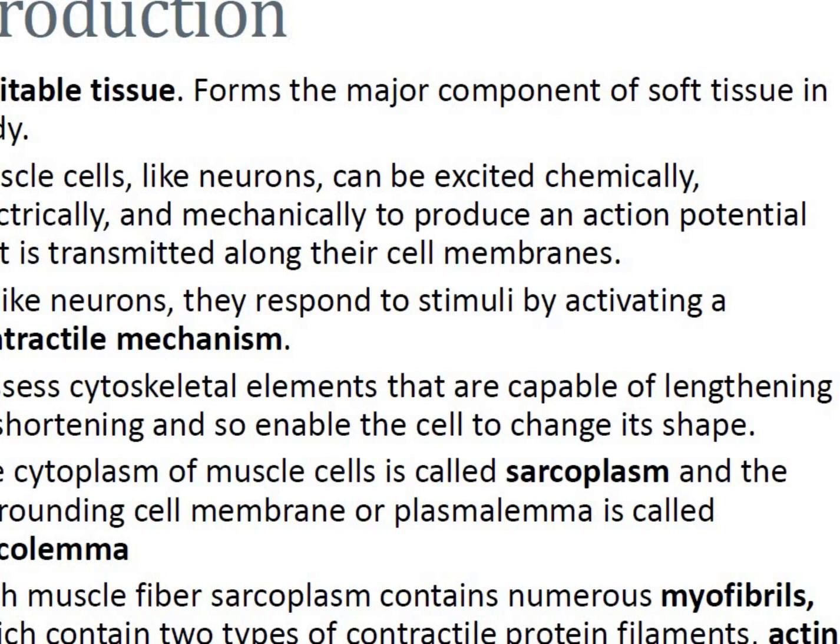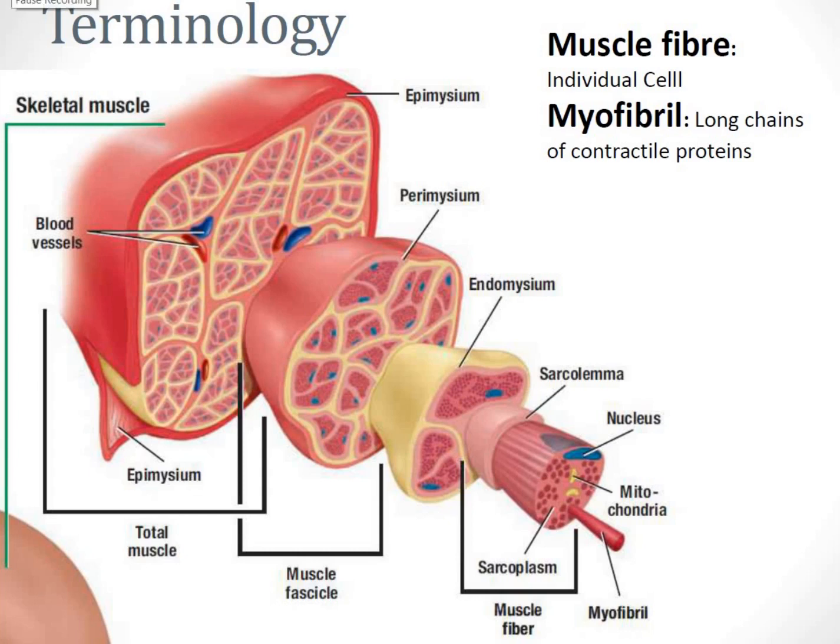Okay? The cytoplasm in the muscle is called the sarcoplasm, and the plasma membrane of the muscle is called the sarcolemma. Each muscle consists of numerous myofibrils and two contractile proteins, that is actin and myosin filaments. Okay, so further we'll go deeper into this muscle terminology.